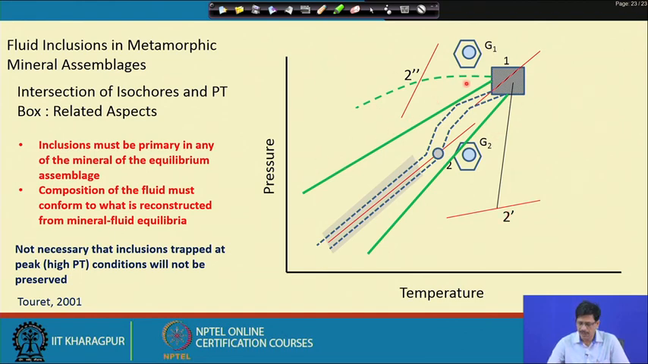And qualitatively this author has put a limit like this. These two green lines represent a safe corridor, meaning the inclusion is unlikely to be re-equilibrated or destroyed, or its chemistry to be changed or the shape to be distorted. If this is the isochore, then what degree of deviation could possibly be there without actually destroying the inclusion.